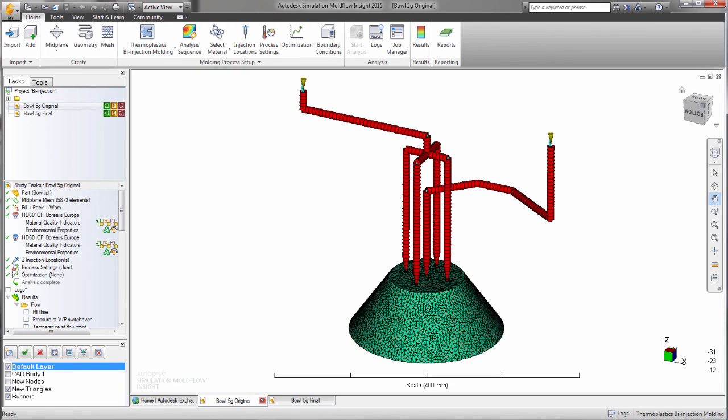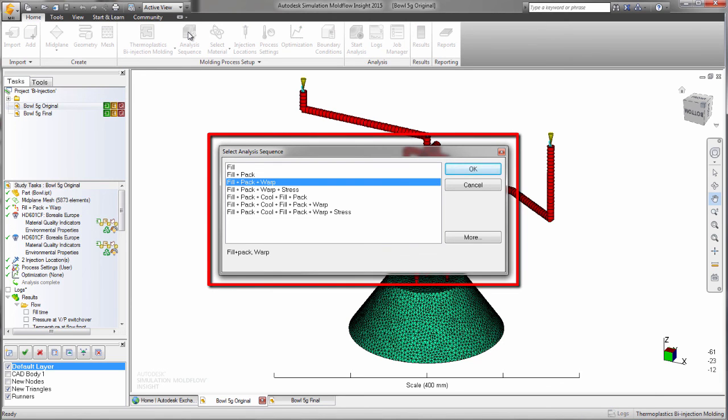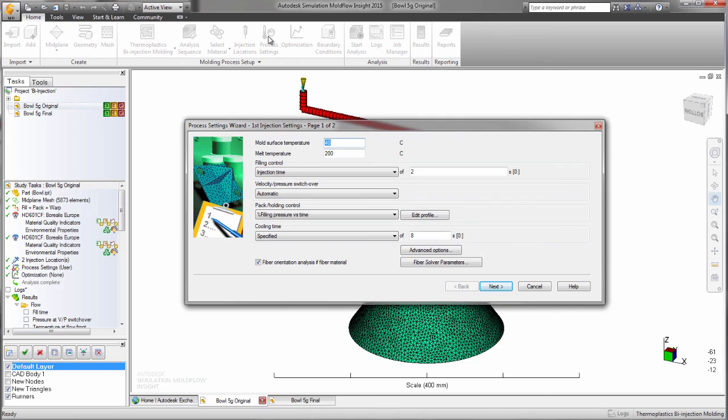The simulation is set up similarly to other molding processes. Select the bi-injection molding process. Select the analysis sequence you want to perform. Then check the process settings. The first material is set up here, followed by the second material.